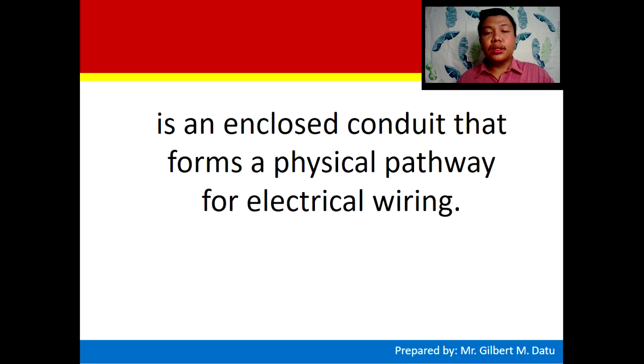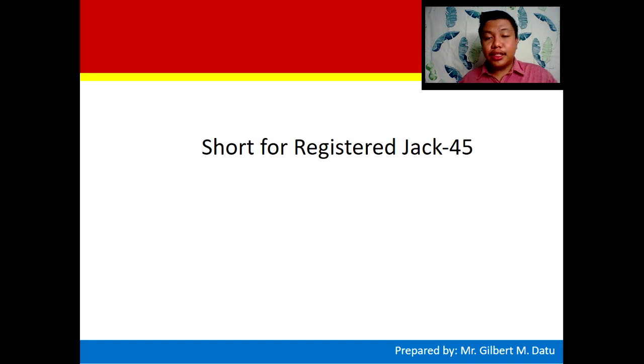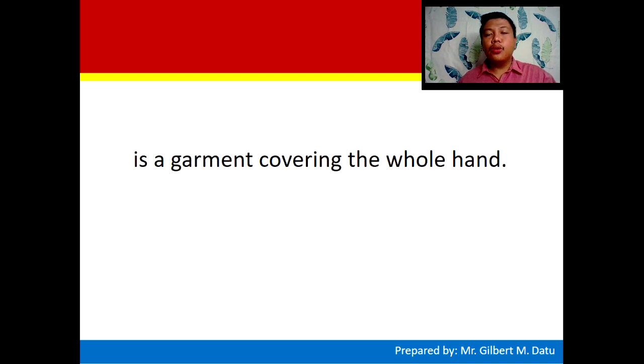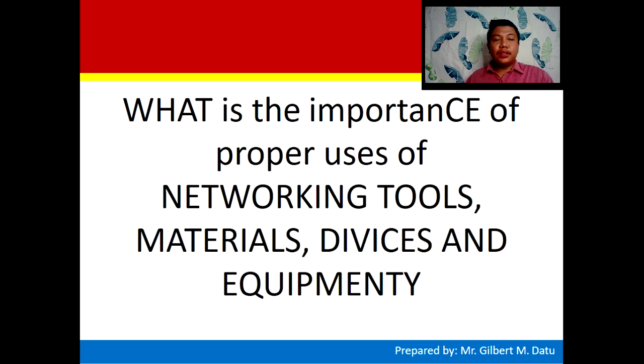Next is an enclosed conduit that forms the physical pathway of electrical wiring to protect the wires. Next, short for register jack 45. Anong tawag doon? Maliit. Next is a garment covering the whole hand. So, kanina. Next, please answer this essay. So, what is the importance of proper use of networking tools, materials, and devices and equipment?